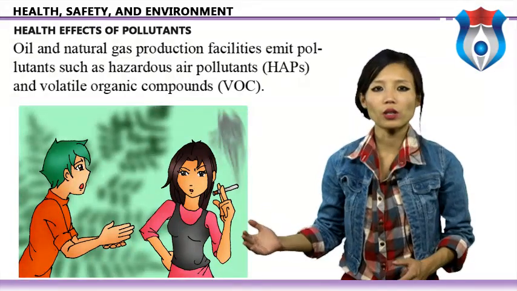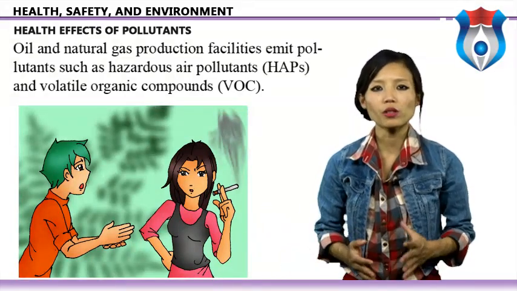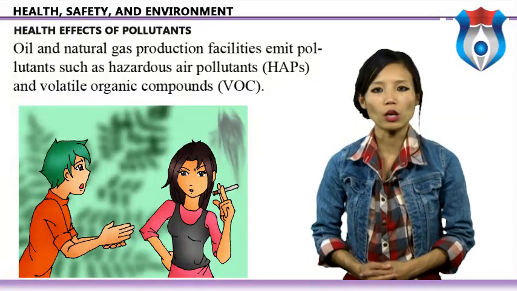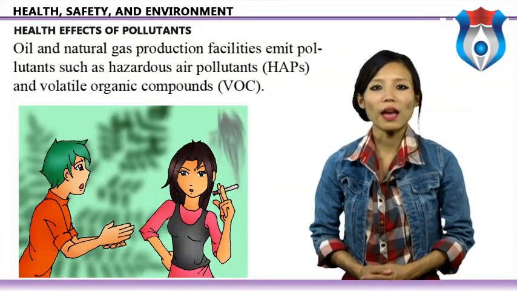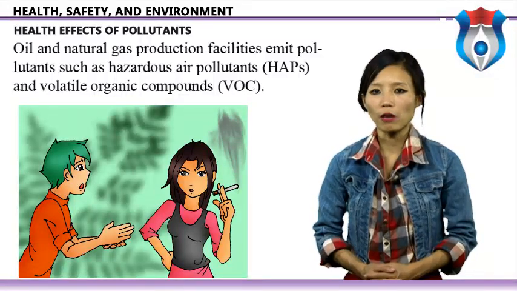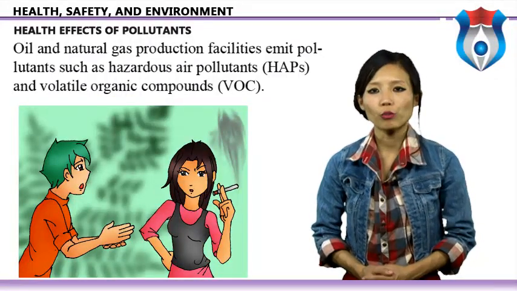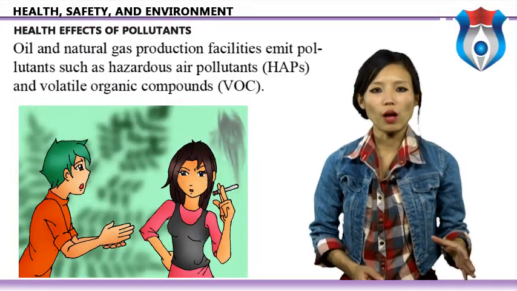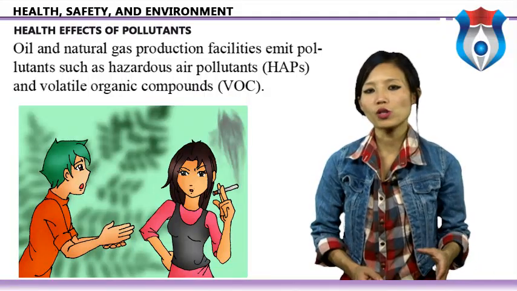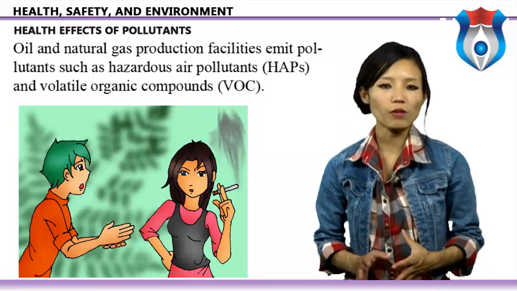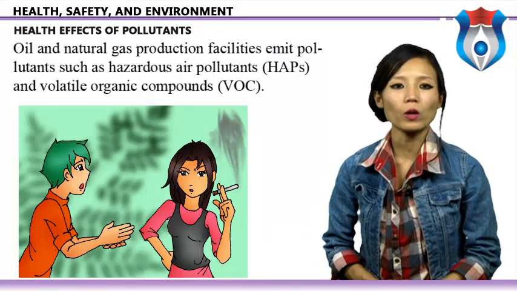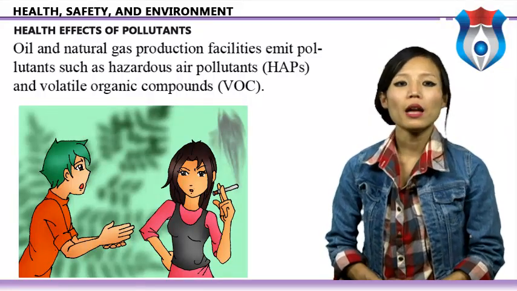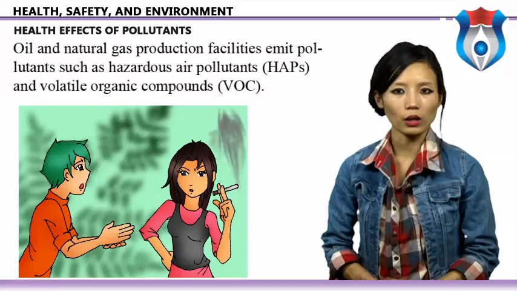Oil and natural gas production facilities emit pollutants such as hazardous air pollutants (HAPs) and volatile organic compounds (VOC). These pollutants can contribute to health problems that may affect facility employees and the community. While state, local and tribal regulations limit the amount of emissions from oil and natural gas production facilities, dangerous releases of HAPs can occur if a facility does not operate in compliance with regulation.